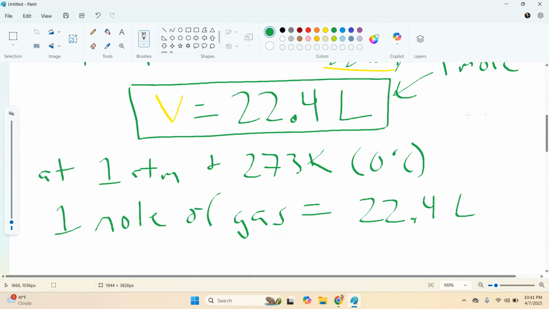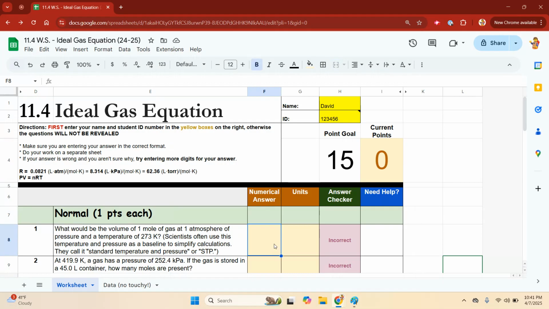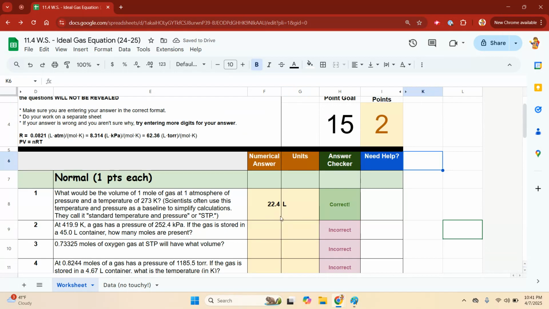Let's plug it into the answer sheet and see if it goes. 22.4 liters. Fantastic. There we go.